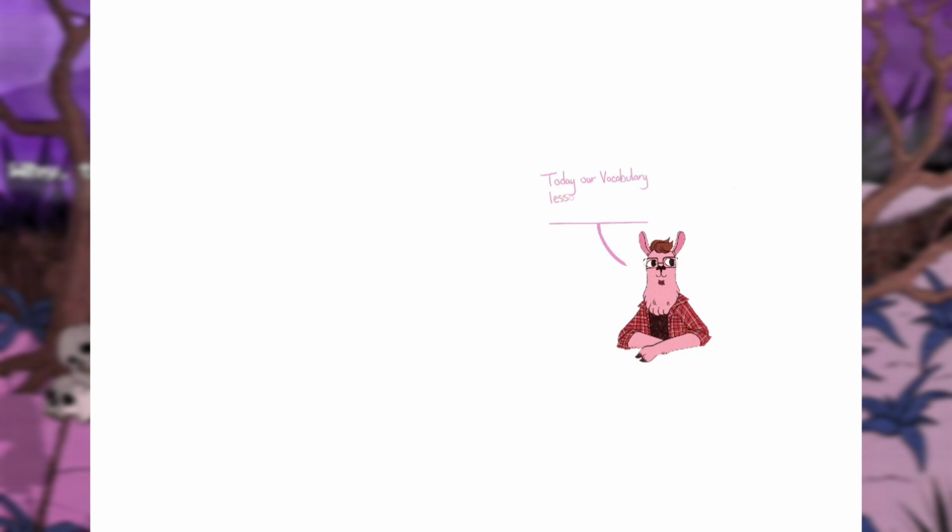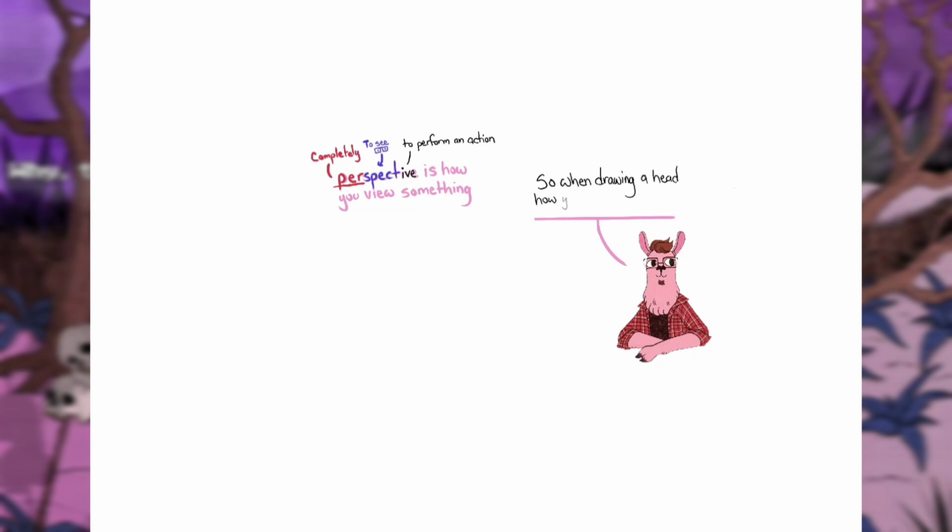Anyways, today's vocabulary and art lesson starts with perspective. If we break that word down to its prefix, root, and suffix, we get a better understanding of what that word means. Per, in this sense, is completely. Spect, like spectacles, the glasses I'm wearing on my face, means to see. And iv indicates it's an action that's happening. That means perspective is how you view something. That's a lot of talking, so let me give some examples.